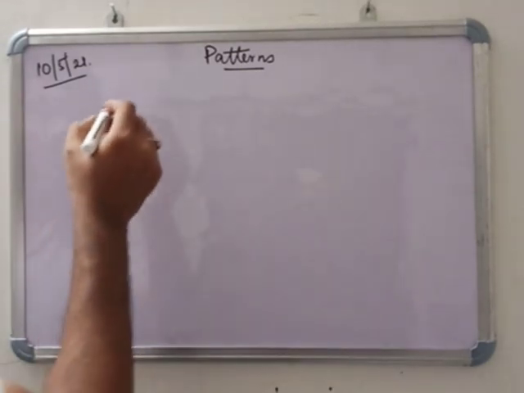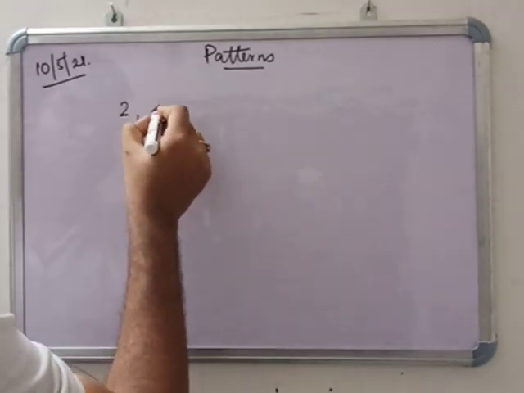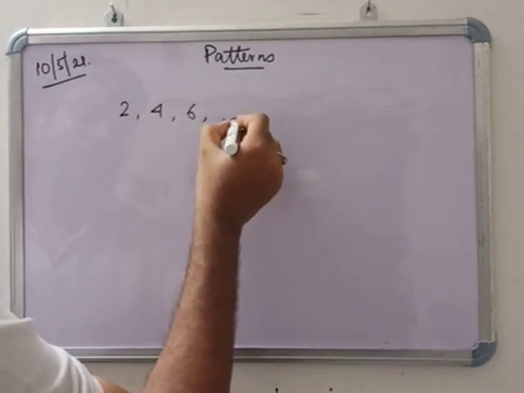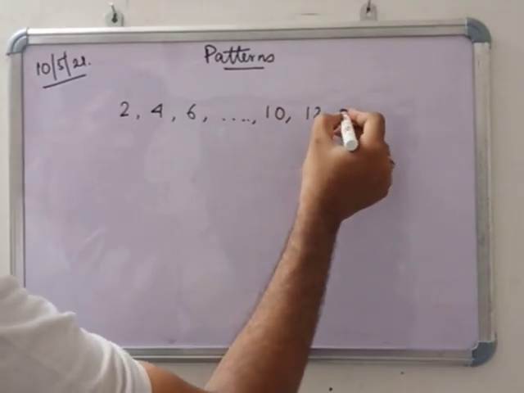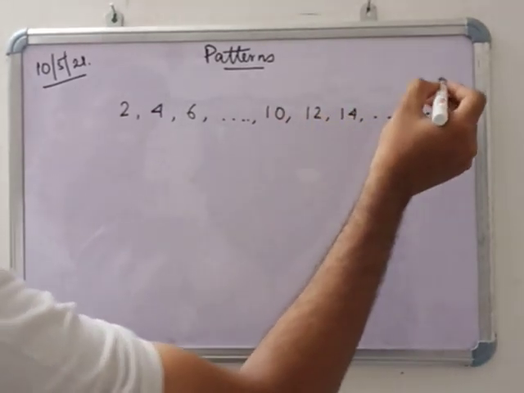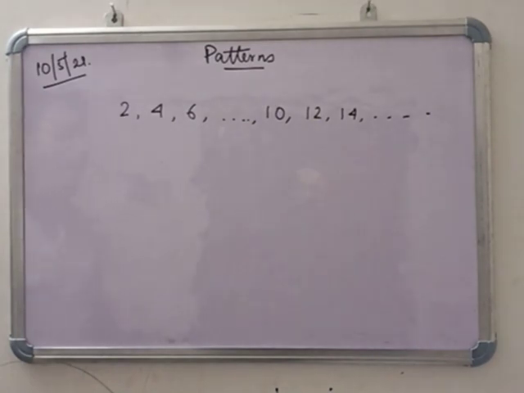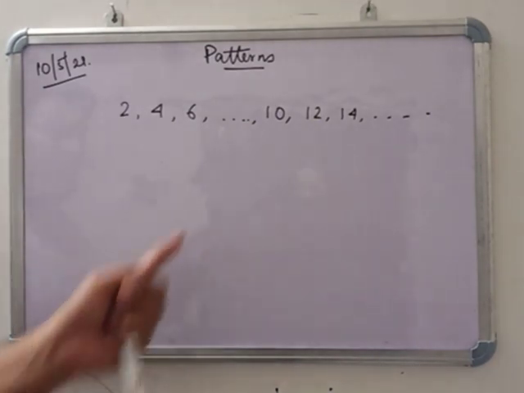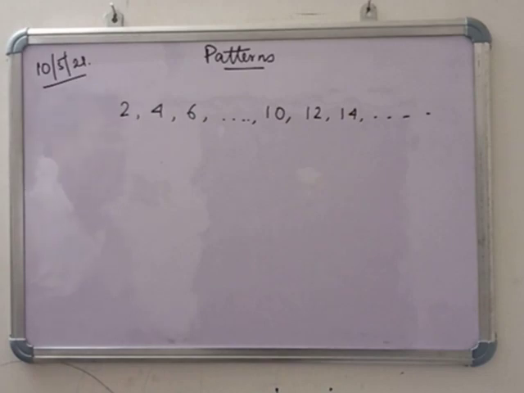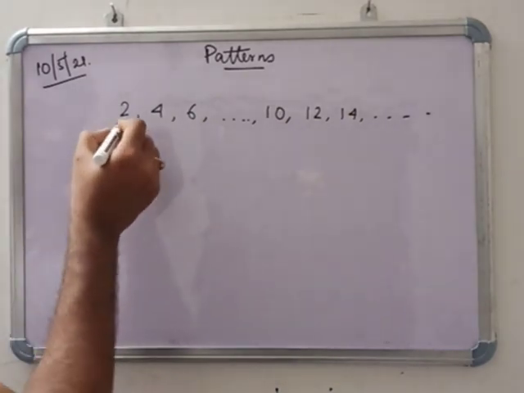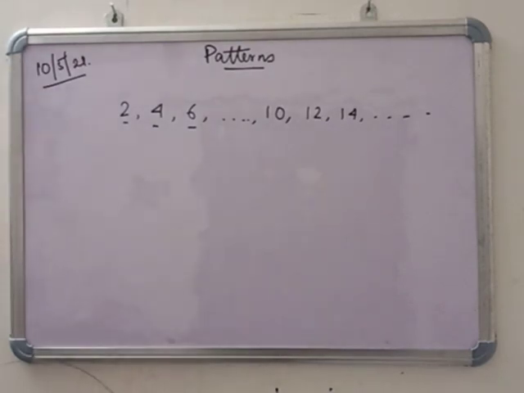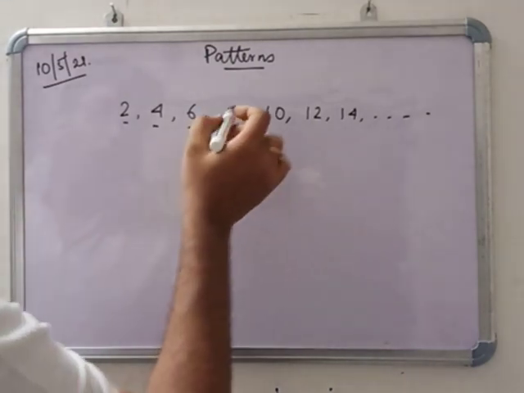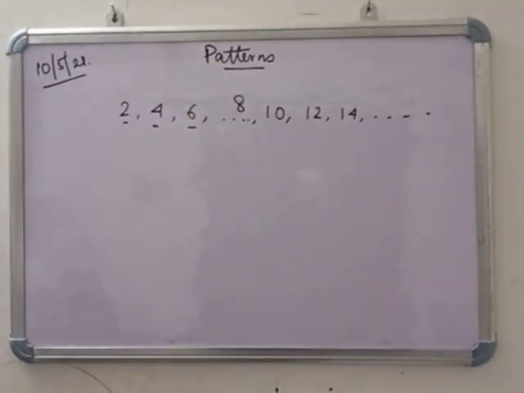For example, suppose we are writing 2, 4, 6, blank, 10, 12, 14 and so on. Now see what I am putting in the blank portion. This is 2, this is 4, this is 6. What is this? This is the multiples of 2. So in that respect, we have to write 8 here. Okay, this is a pattern.